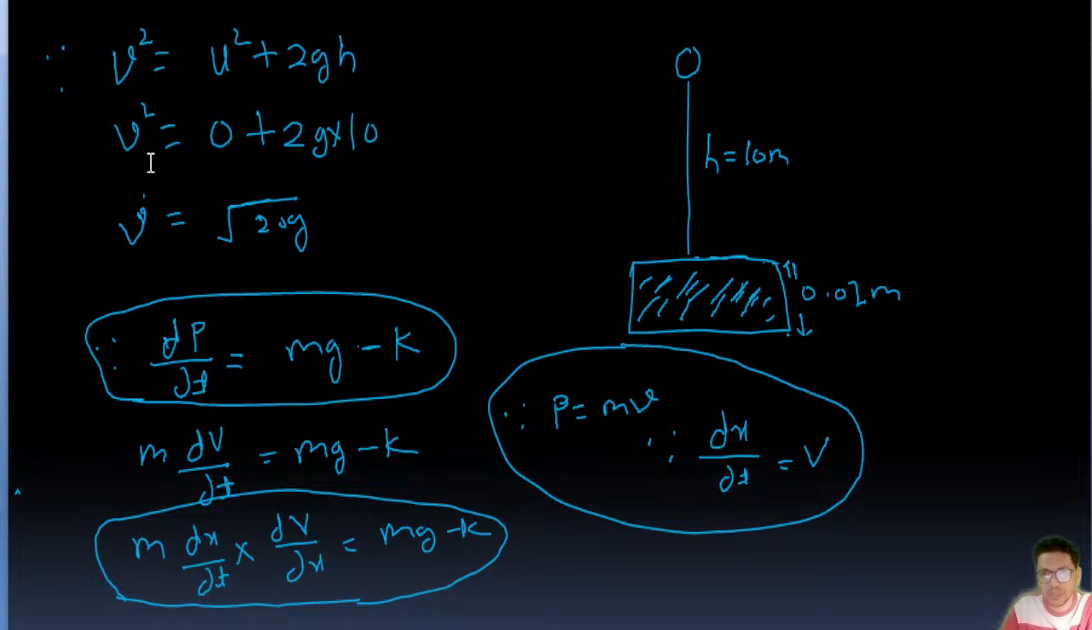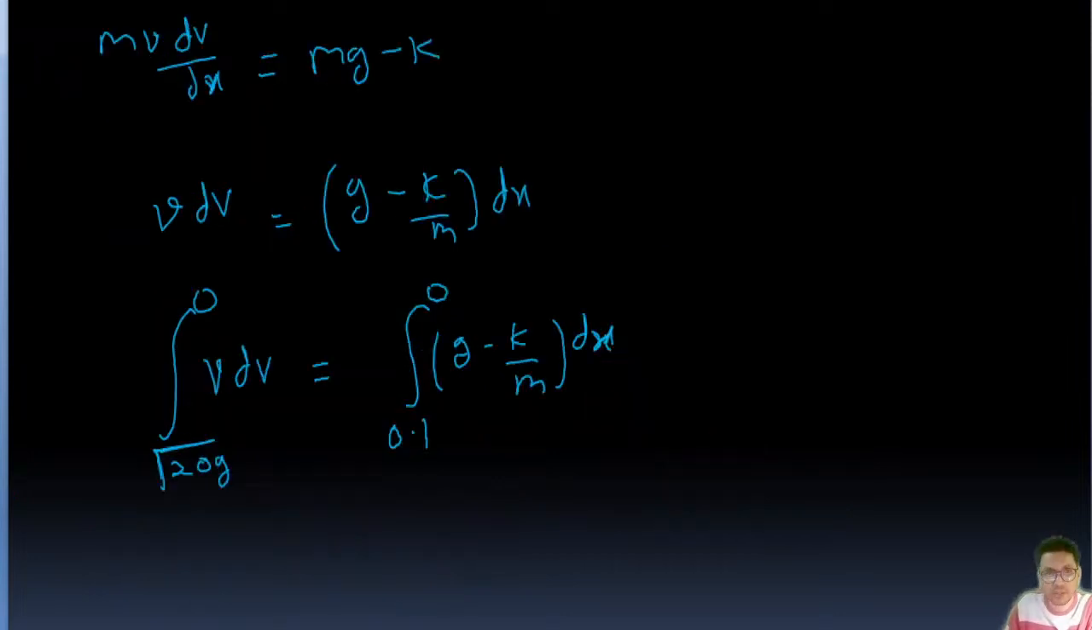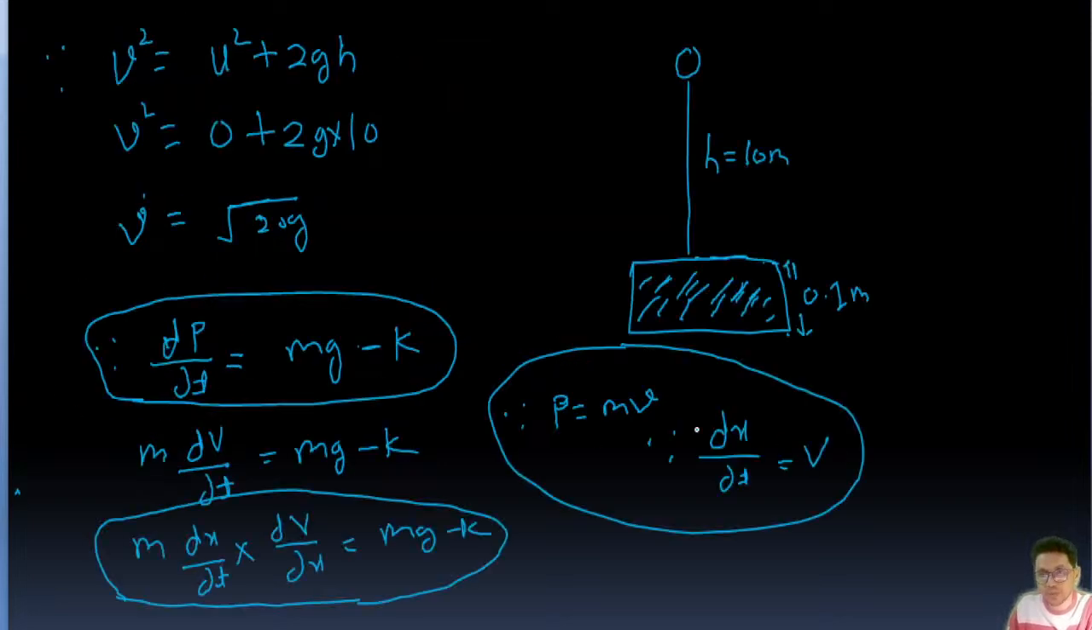Have I made any mistake? Let me check. Okay, yeah. This is 0.01, guys. 0.01 meter. So the limit is going to be 0.01 to 0. This step is very important, guys. I hope you understood it, right?